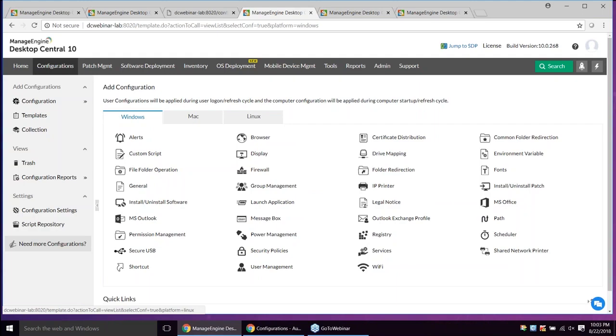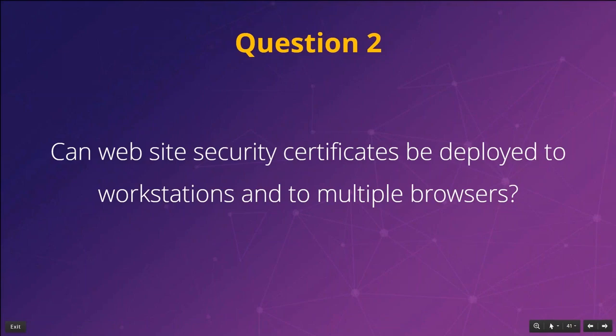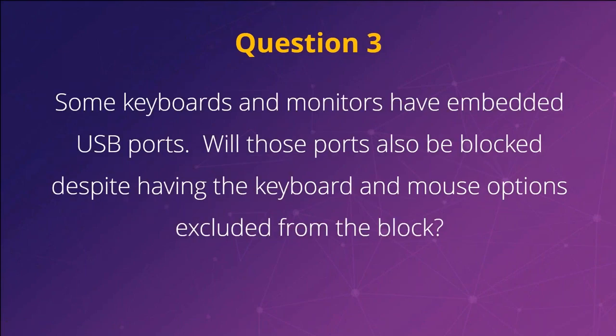Some keyboards and monitors have embedded USB ports. Will those ports be blocked despite having keyboard and mouse options excluded from the list? Well, if it's a part of the hub, when you deploy a configuration, Desktop Central or the machine will consider that as hardware and as a USB. So if you are deploying it to specific USB drives on the machine, it will affect all the ports.